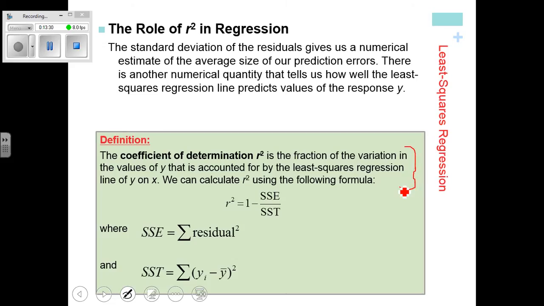Now that sounds crazy. But all that means, if you look right here, SSE is the sum of the squared errors, which just means the sum of the squared residuals. SST is the sum of the squared totals, which here is y minus y bar, y minus the mean, squared.